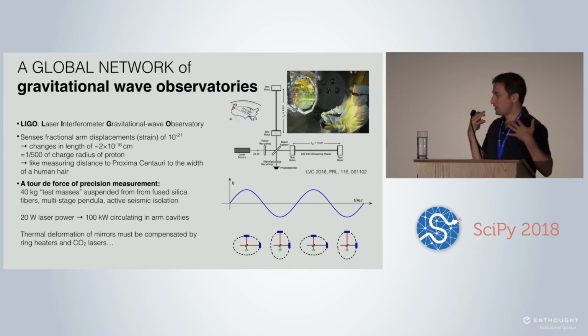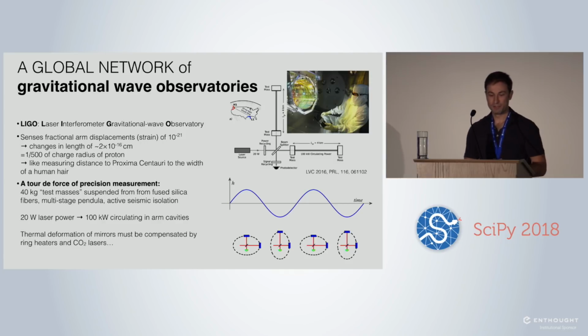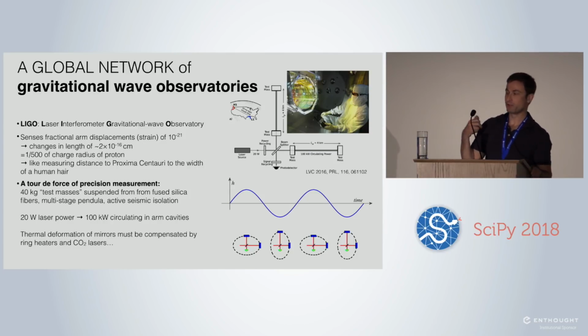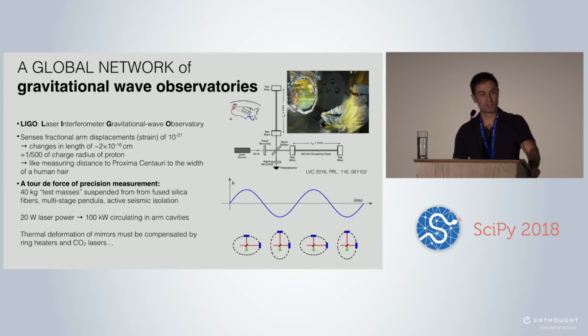But we now have this global network of gravitational wave observatories. So LIGO stands for Laser Interferometer Gravitational Wave Observatory. As I said, we're going to try to sense fractional changes in length of a part in 10 to the 21. With our 4-kilometer arm length, that's equivalent to measuring a change in length of 2 times 10 to the minus 16 centimeters, which is about 1/500th of the radius of a proton.